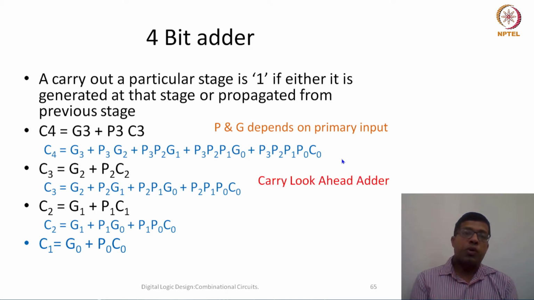Now this particular type of adder, where we are generating carry from our primary inputs P and G, propagation and generate calculated from primary inputs, and then we are calculating the carry simultaneously, we call it carry look ahead adder. That means we are looking ahead for the carry before it is actually propagated. So in short, we call it CLA, carry look ahead adder.